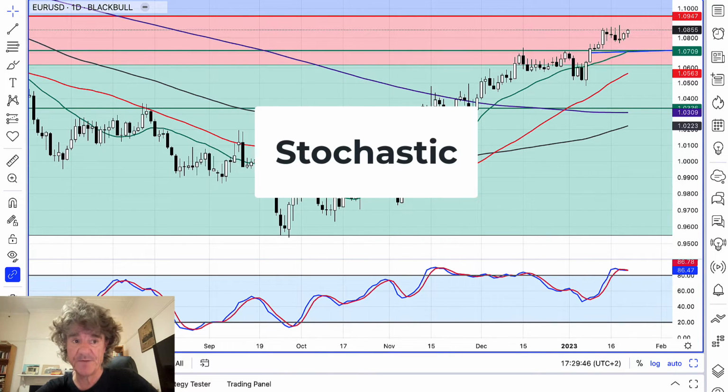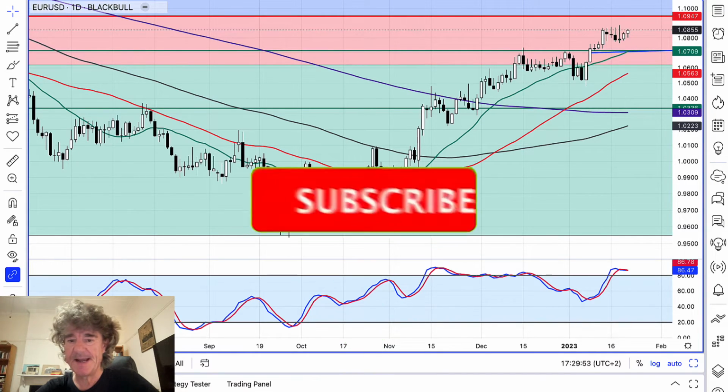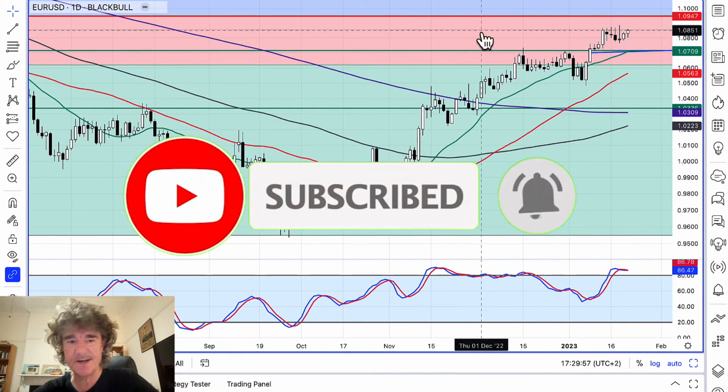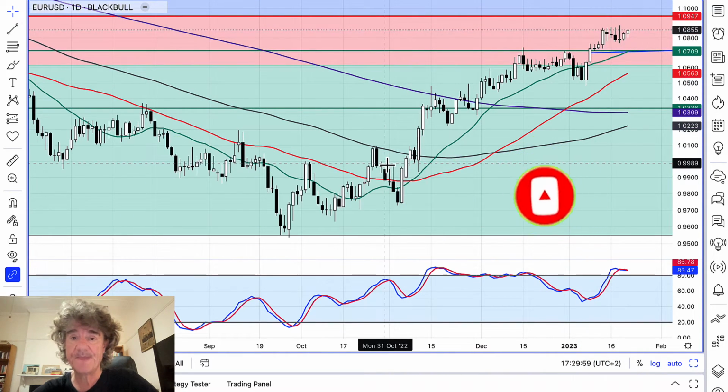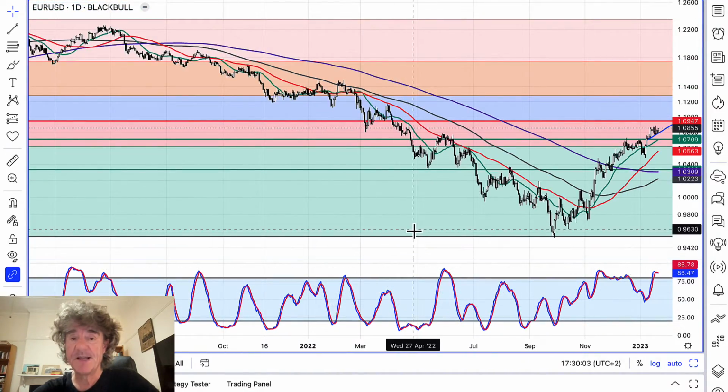charts. So I've got a chart here in front of you, which is the euro against the US dollar on a day chart. I've got a few indicators on the top here. I've got moving averages and Fibonacci levels. But at the bottom, I've also got the stochastic indicator. First thing I'm going to do is to tell you how to set this indicator up.